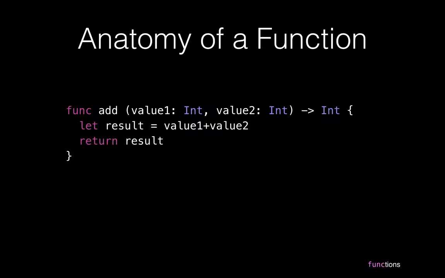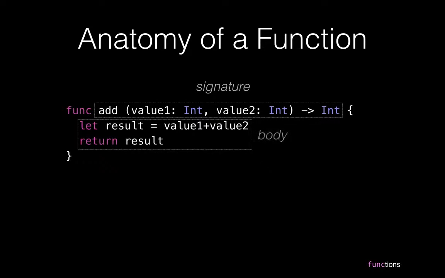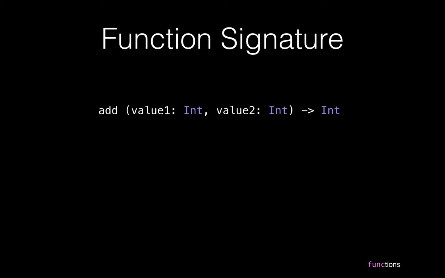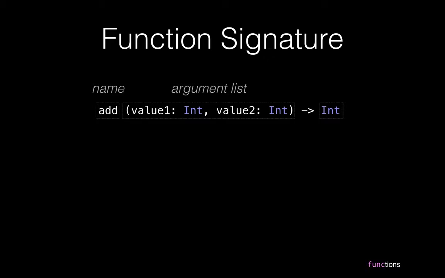Let's take a look at the major parts that this function is made out of. On the one hand, we've got the function signature, and the function signature encompasses the name, the argument list, and the return value. Then we've got the function body, where we can put the implementation, the actual functionality of the function. Let's take a closer look at the function signature again. As I said before, we basically have three parts: the name of the function, the argument list, and the return value.